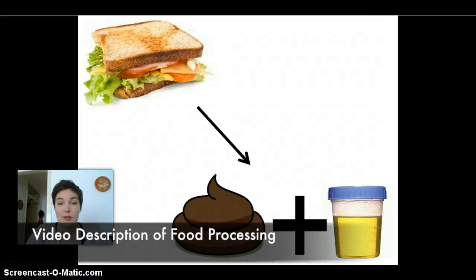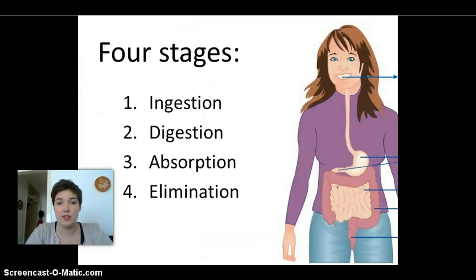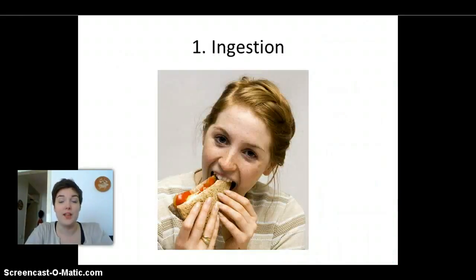In this video, I will explain to you how we get from this sandwich to these waste products. So there's 4 stages involved in this process. They are called ingestion, digestion, absorption, and elimination. And we're going to look at each one of them and see what they do. The first one is ingestion, and simply means getting the food into your mouth.